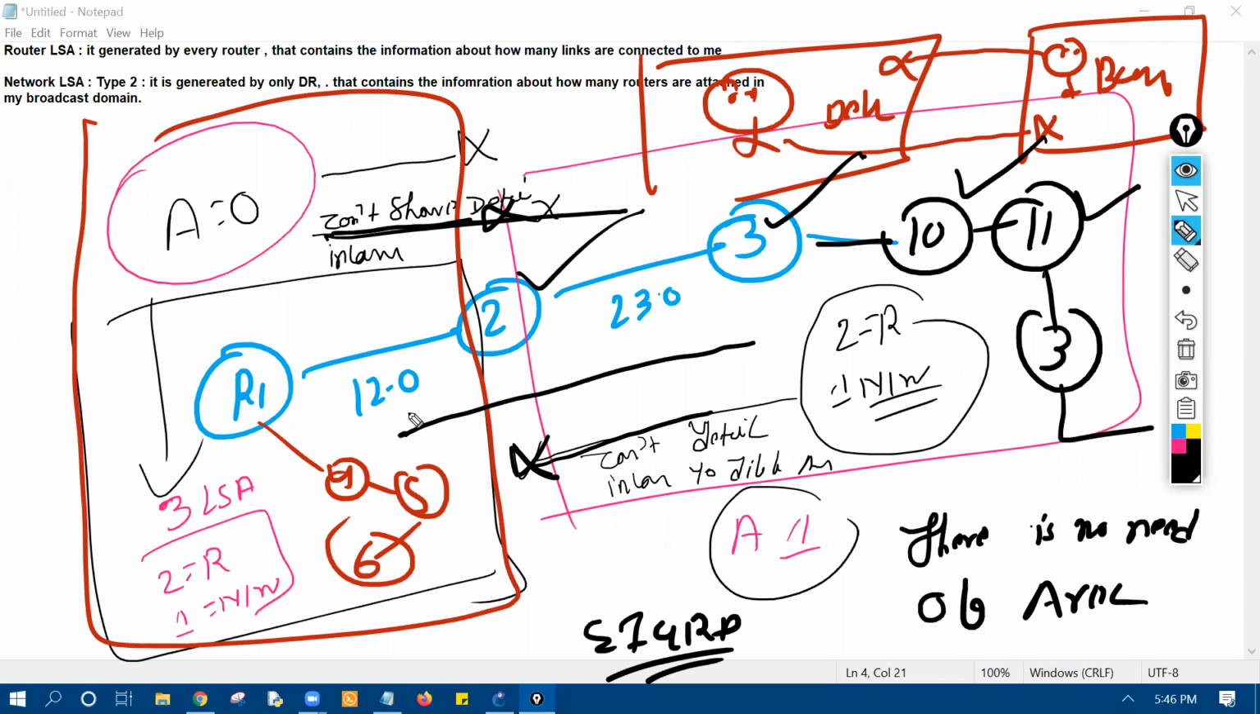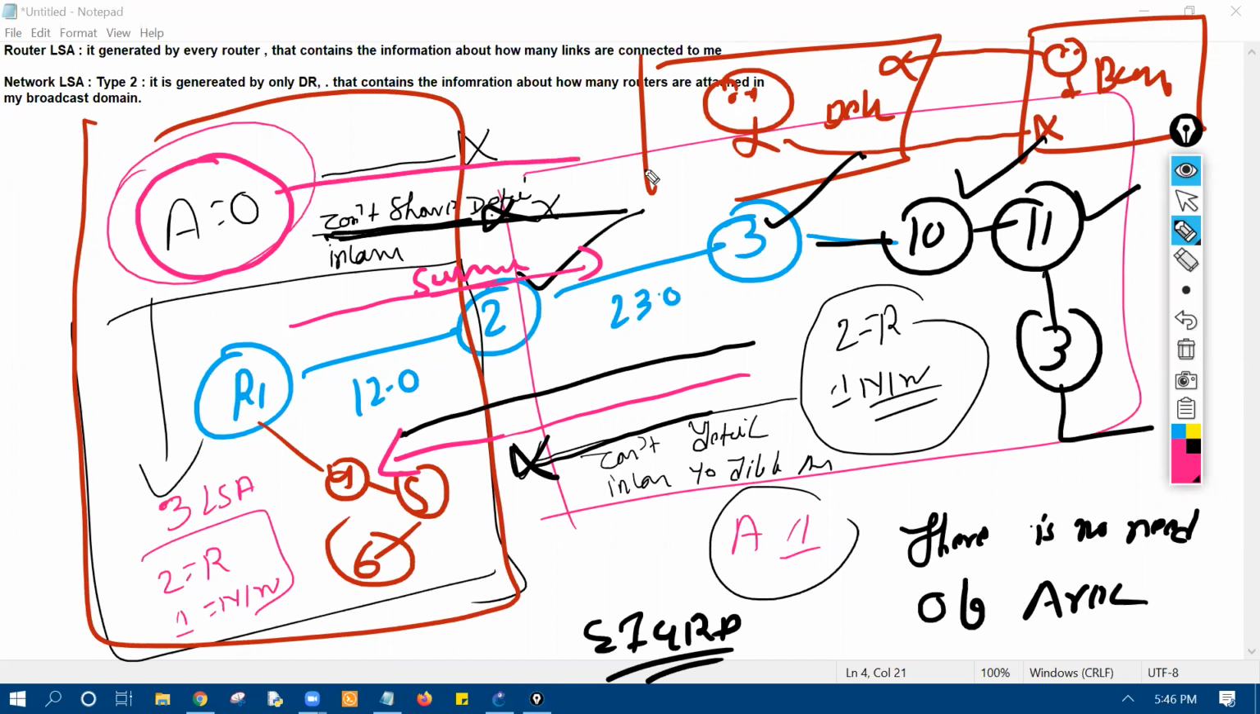So in this case, the load will increase, right? So I'm not going to share the detailed information. I'm just going to share the summary information of my area with you, and he is going to share the summary information of his area with me. Area 0 will share the summary information to area 1, and area 1 will share the summary information to area 0. They will never share the detailed information. They will just share the summary information.